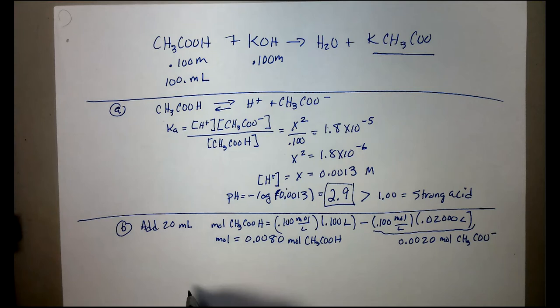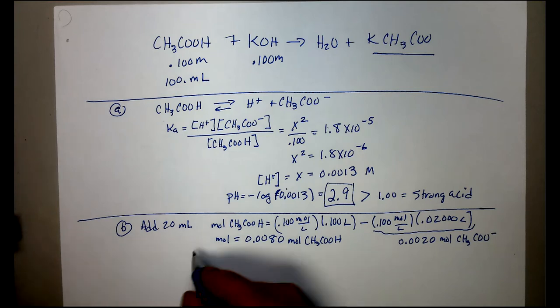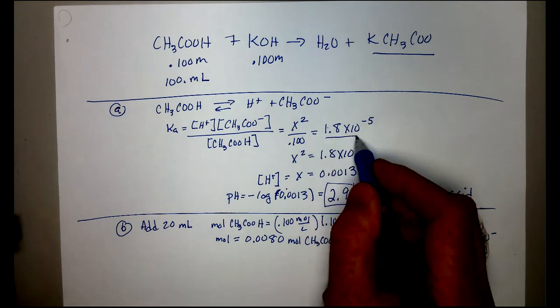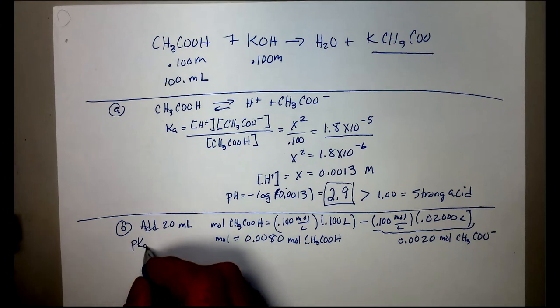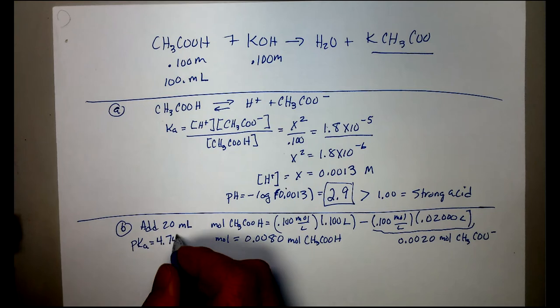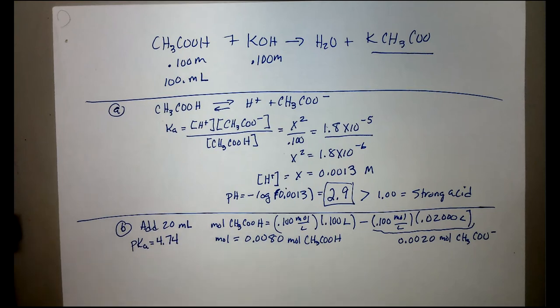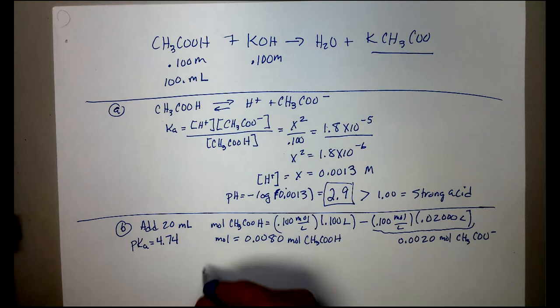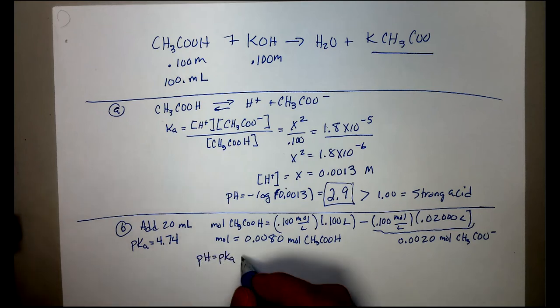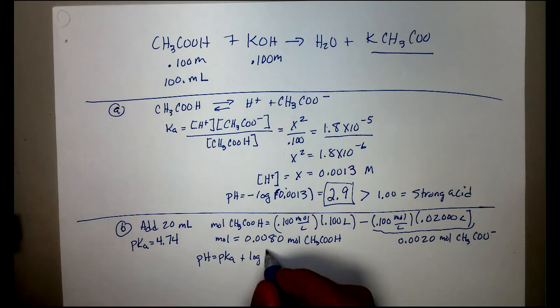So then, if you remember, our Ka was 1.8 times 10 to the negative fifth. Our pKa for this acid, as we've used it several times before, is 4.74. And that's just the negative log of this. So our pH is equal to pKa plus the log of the concentration of the salt divided by the concentration of the acid.